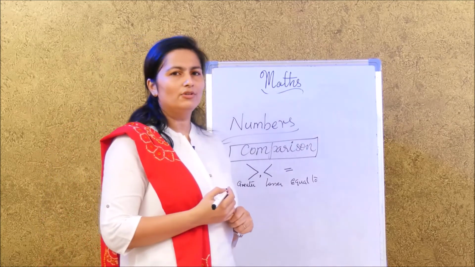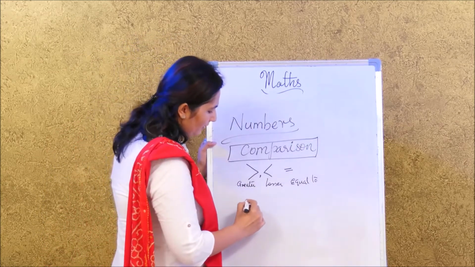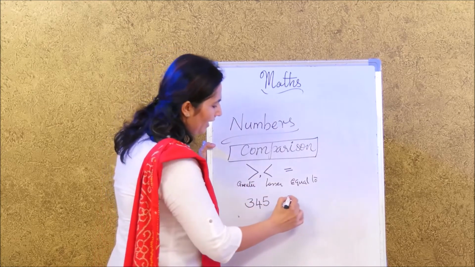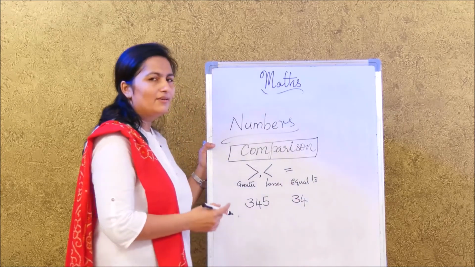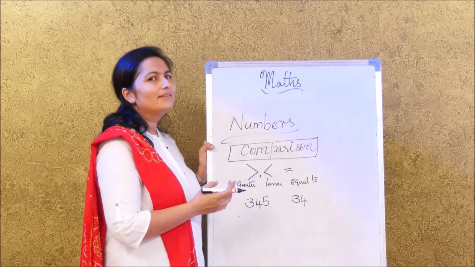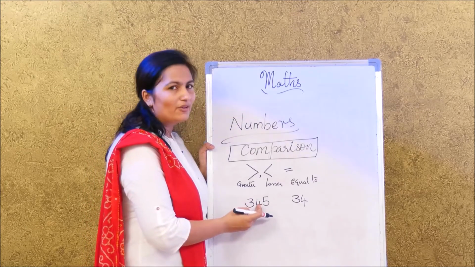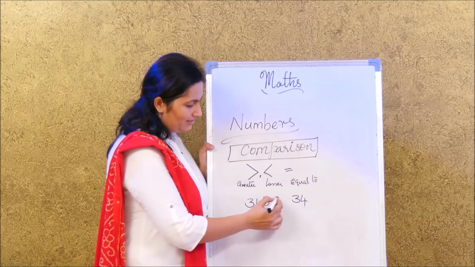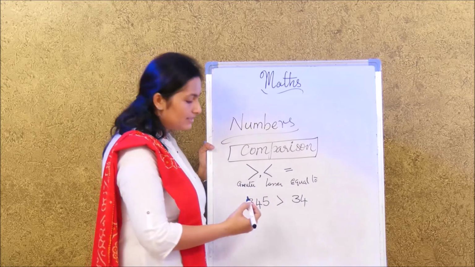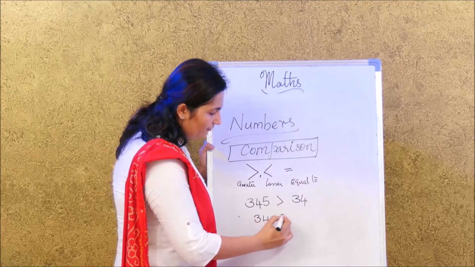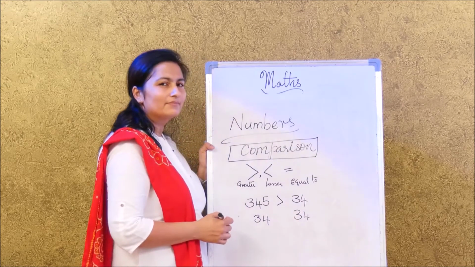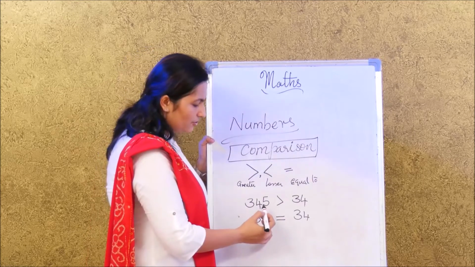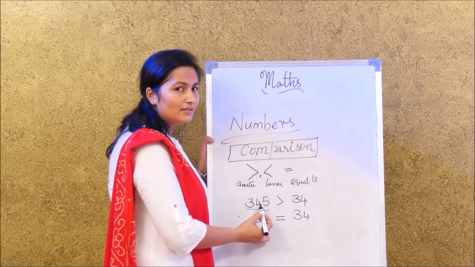Let's see how to look at one number. 345, this is from your textbook itself, but take a look at the board. And 34. Which one is greater? Yes, 345 is greater because of the 3 digits. Now let's take 34 and 34 itself. Nobody is greater, both are equal to each other. So in this one, 345 is greater.